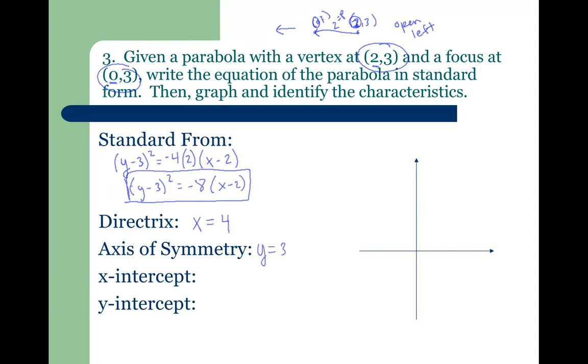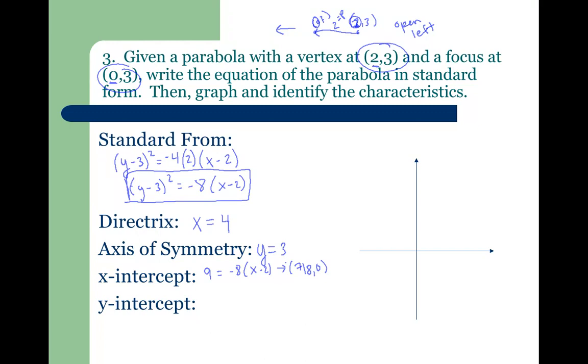Right? That's when if I were to draw a line through the vertex and the focus, well, that line is going to be at y = 3. How do you find the x-intercepts? Well, I'm going to plug in 0, and I'm literally going to graph it last. I'm going to plug in 0 for y. So that's going to give me 9 = -8(x - 2). If I divide 9 by -8, and then I add 2, I get 7/8. So it's the point (7/8, 0).